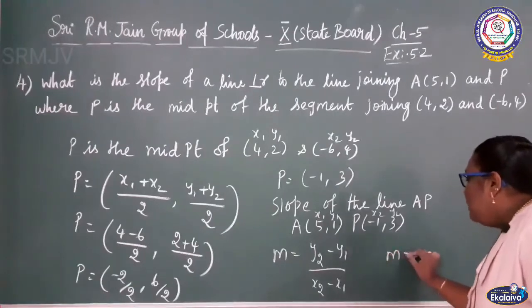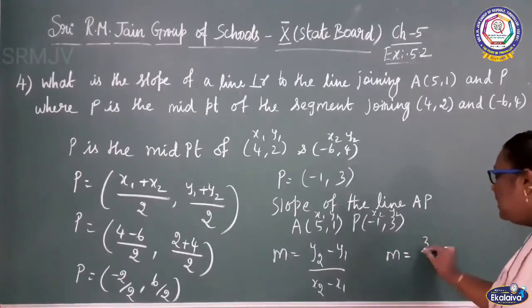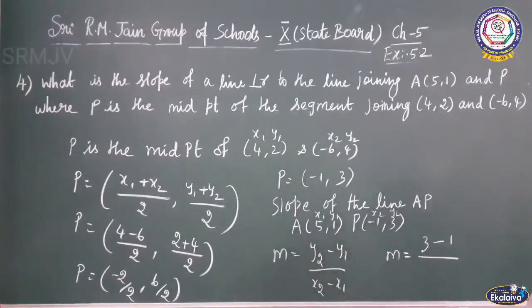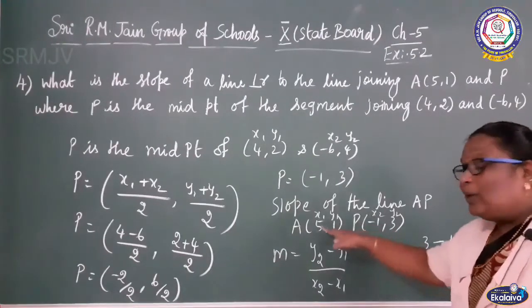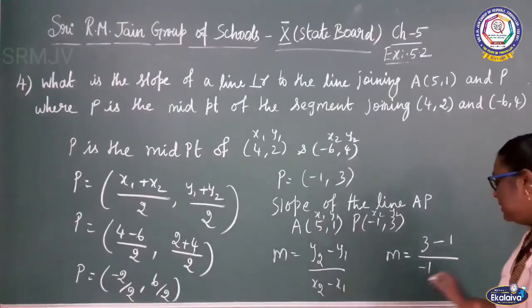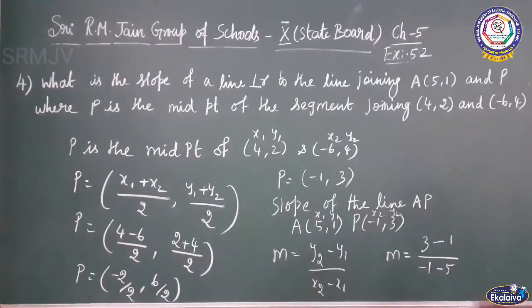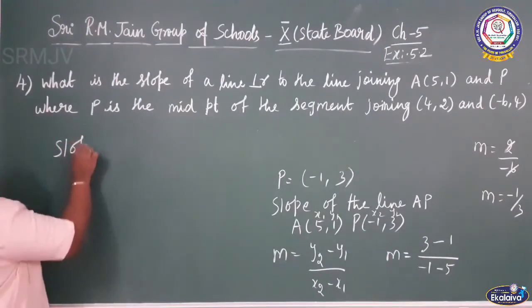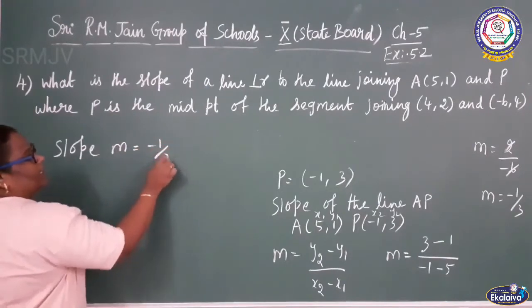So M equals y2, which is 3, minus y1, which is 1, by x2, which is minus 1, minus x1, which is 5. Already minus is there, so minus 5. So M equals 2 by minus 6. What is the value of m? M equals minus 1 by 3. So slope m equals minus 1 by 3.